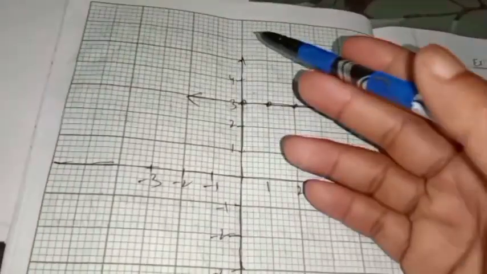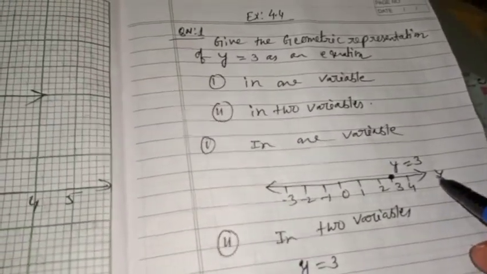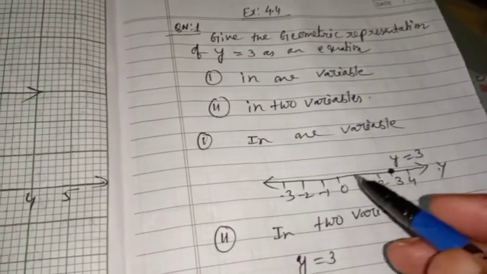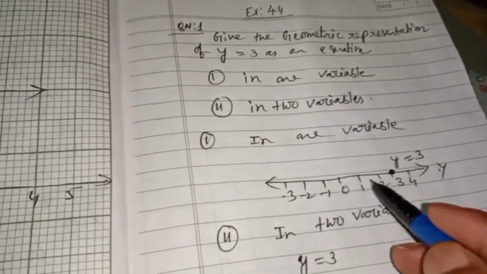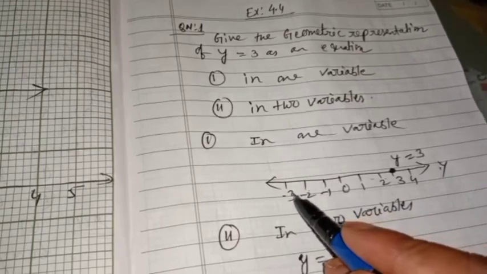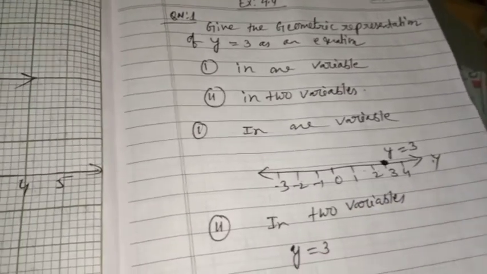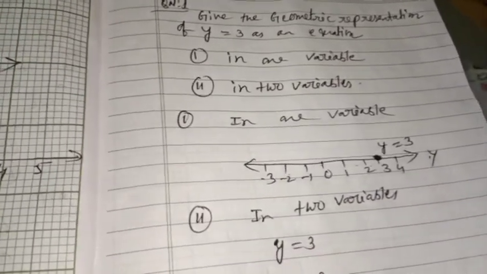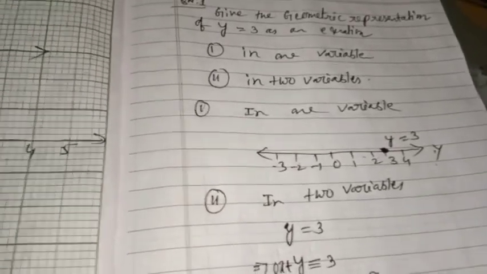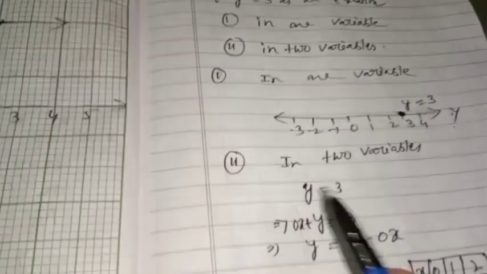So y is equal to 3 means what? Draw the vertical number line. I have drawn it horizontally, but it is the y-axis, this one. So this is a simple number line only. 0, 1, 2, 3, 4, -1, -2, -3, then this is 3. That's simple, this number line. Okay, this is y. So for two variables you need two variables, yes or no? So that is why y is equal to 3.